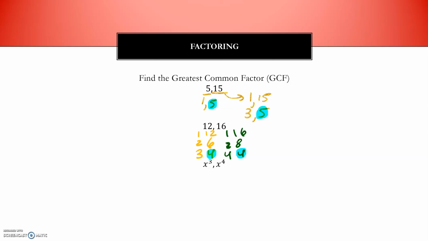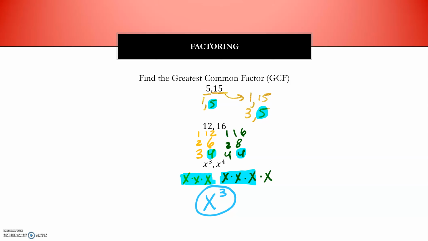Variables are different. Variables can be a little bit complicated. So looking at x to the third, I know that's x times x times x, and x to the fourth is x times x times x times x. In order to figure out the GCF of variables, I need to look for the number of copies that they have together. So I can take all 3 copies of x from x to the third, because there are at least 3 copies of x in x to the fourth. So we would have x to the third as our greatest common factor here.